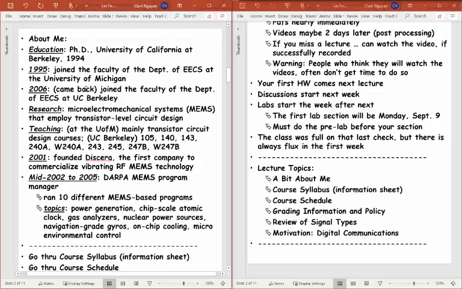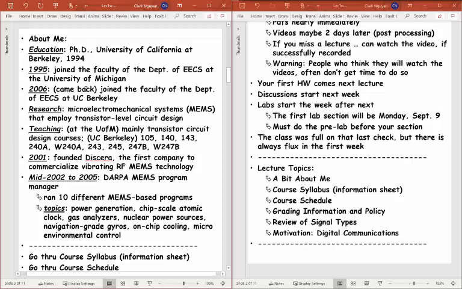As far as teaching, at the University of Michigan, I taught mainly transistor circuit design courses. I won't mention any names of courses there since you won't know, but at UC Berkeley, the courses I've taught are 105 a few times. 140 I taught for the longest time, about a 10-year run. Then I stopped to make room for some of the newer faculty who want to teach 140. I haven't taught 140 in 5 years now.